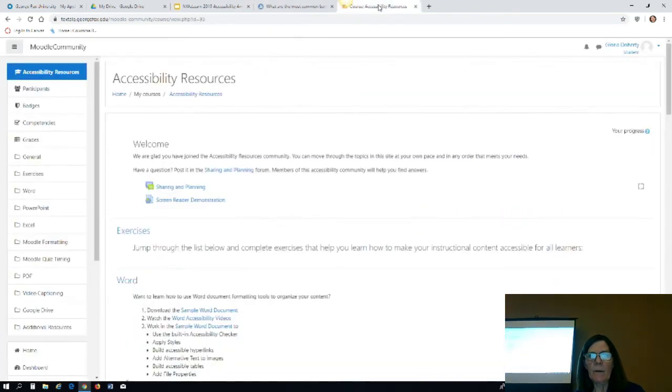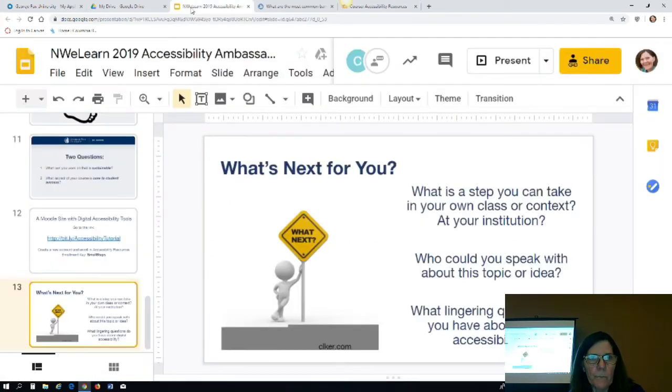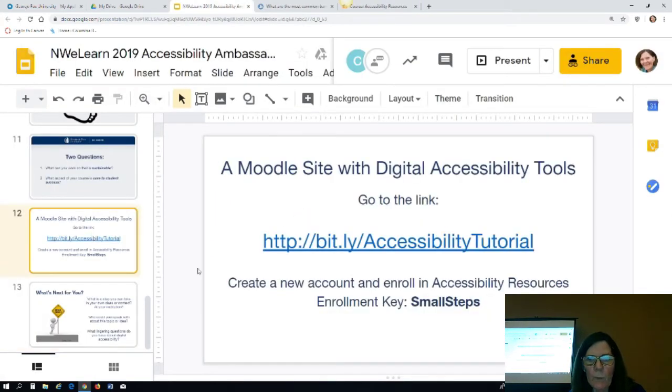This is based in a Moodle site. You would want to create an account, and then you can go in and use the enrollment key. We'll go back to that in a second. If you're having trouble logging in, you can let us know, and we can help. The enrollment key is small steps, both capital S's, small steps.